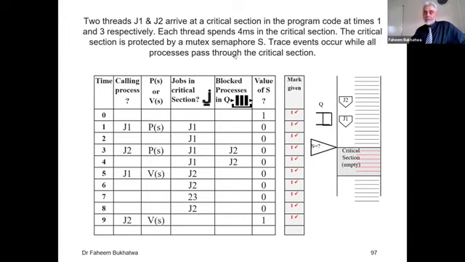Okay, the critical section is protected by a mutex semaphore. We call it S. Trace the events that occur while all processes pass through the critical section. So we start at time 0, there's nobody. What value do we set the semaphore to? We set it at 1, because the semaphore is always set at the maximum number allowed into the critical section. Do you understand this?